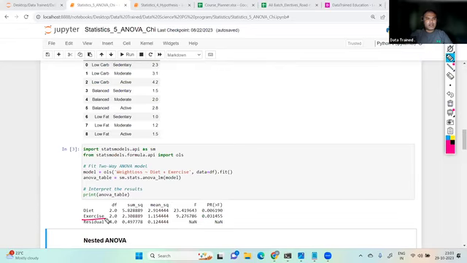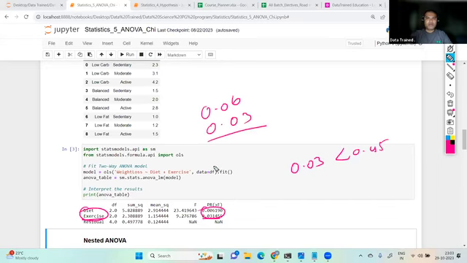That is with diet. And with exercise, 0.03. Is it less than 0.05? Yes. Exercise also plays an important role. Both will have an effect. So you can just add them, 0.06, 0.03. So this is 0.006, right? Still you will get less than 0.05. You can still reject the null hypothesis. Diet and exercise are directly related to weight loss.